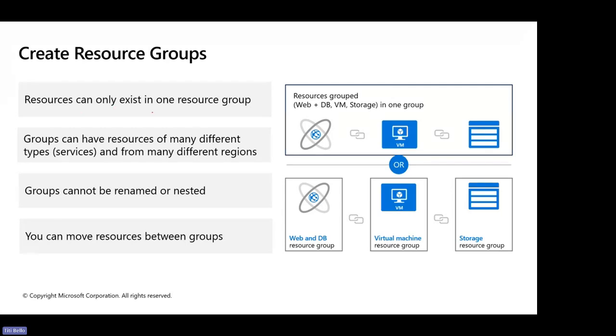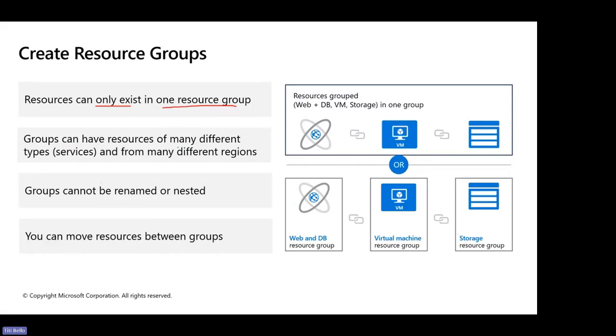These are things you need to pay attention to. Resources can only exist in one resource group at a time. You can't create an app service and put the app service in resource group 1 and also have that app service existing in resource group 2. No, the app service will only exist in one resource group, cannot be shared across. However, it can be moved across resource groups, but can only exist in one place at a time.